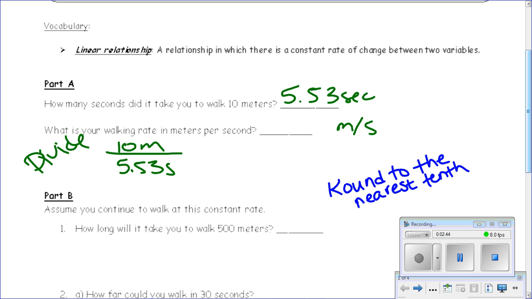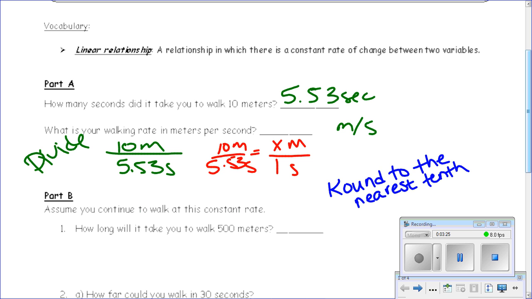Very similar to what we just did. We just didn't write it out. We have 10 meters over 5.53 seconds. Can't I have it equal something? X. Okay, where am I going to put my X? On the top. So I want to know how many. And then what on the bottom? Yeah, it is seconds. How many seconds? One.